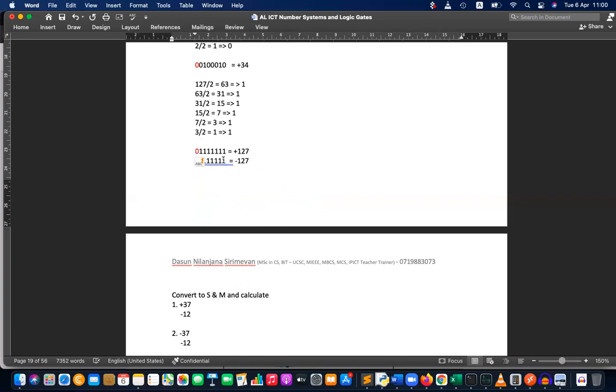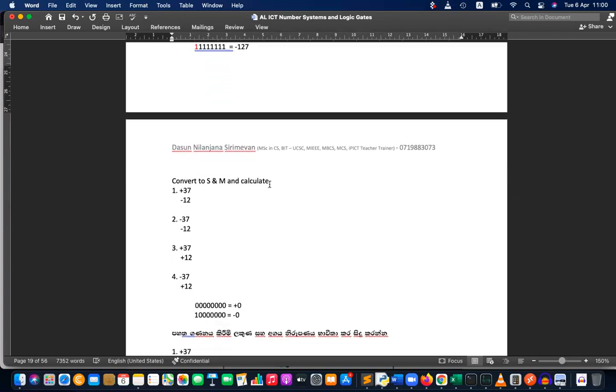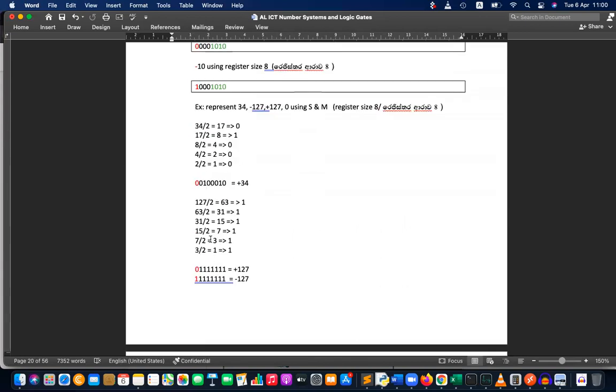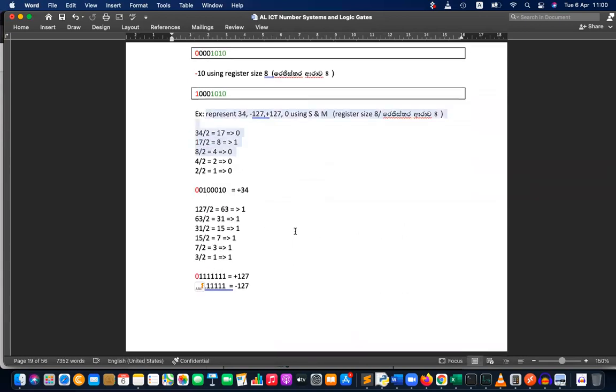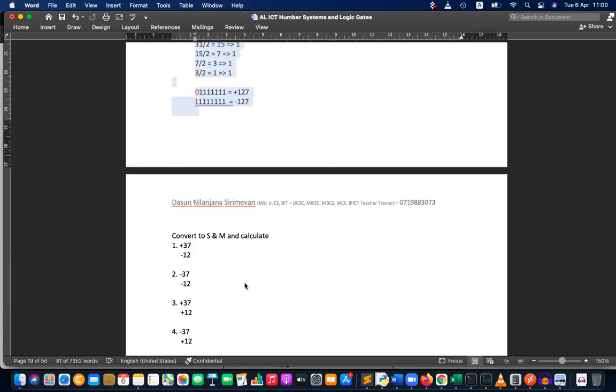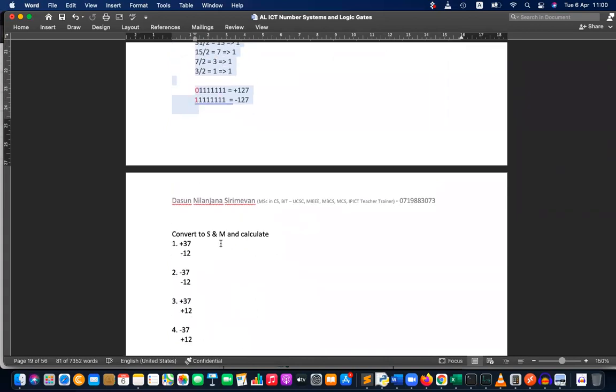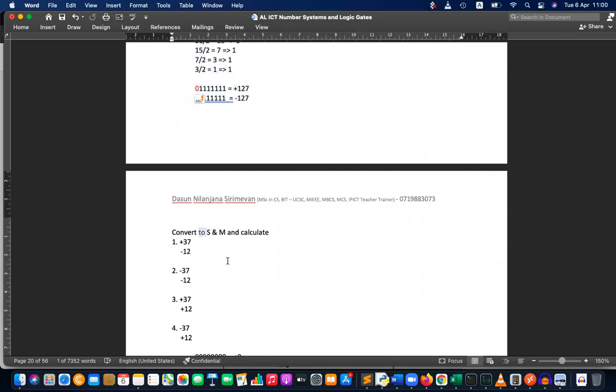Then 1 minus 1. Then for these questions, what should we do then? Which question? This one down, convert to sign and magnitude. You have to convert all these numbers to sign and magnitude. Then the calculation should happen. Okay. Nothing to deal with the first one first. These are some examples. I asked you to represent the numbers; these are the answers. So this is more than representing. You have to represent as well as calculate. Okay, sir. Two things are there.